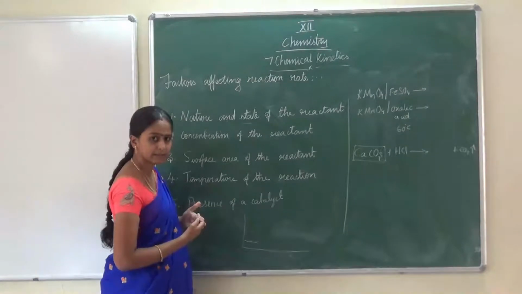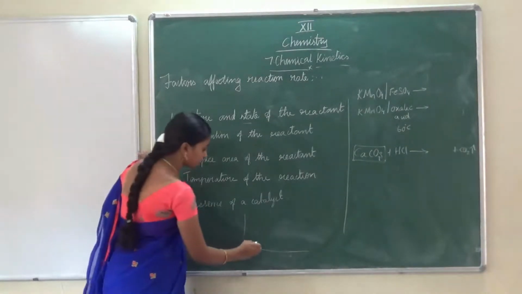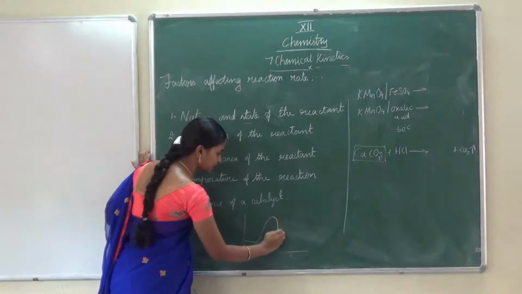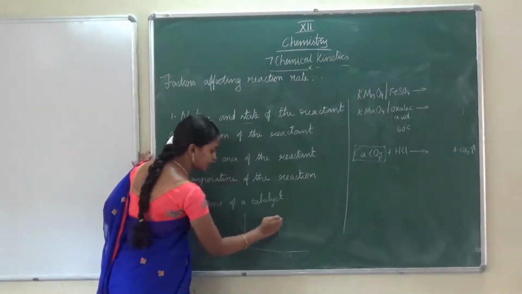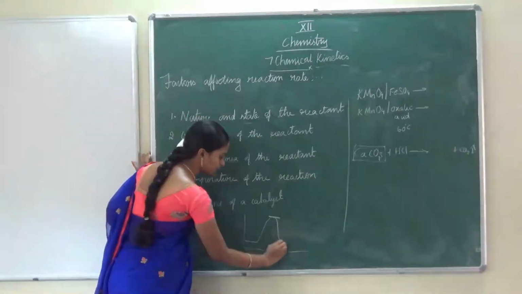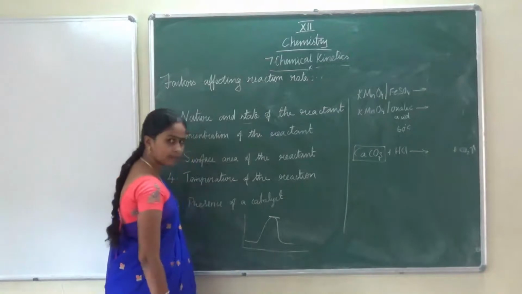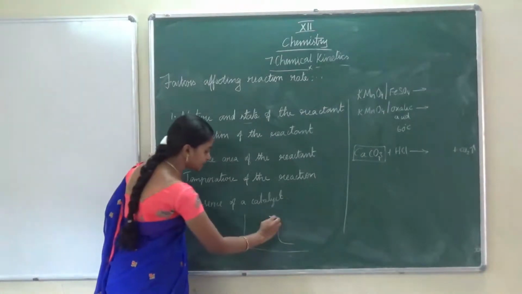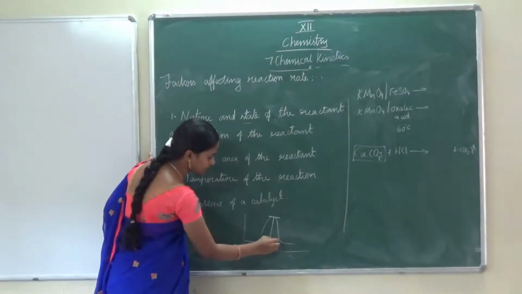That energy is nothing but activation energy. So it must possess that activation energy. Then it will attain the intermediate state. After attaining the intermediate state, it will be converted into product. Like that we have learned in collision theory. This energy is called activation energy.